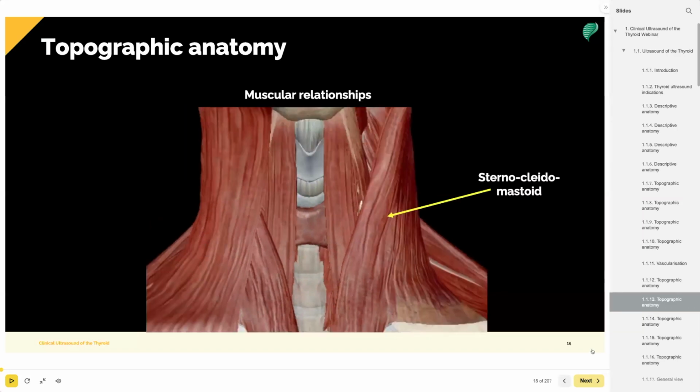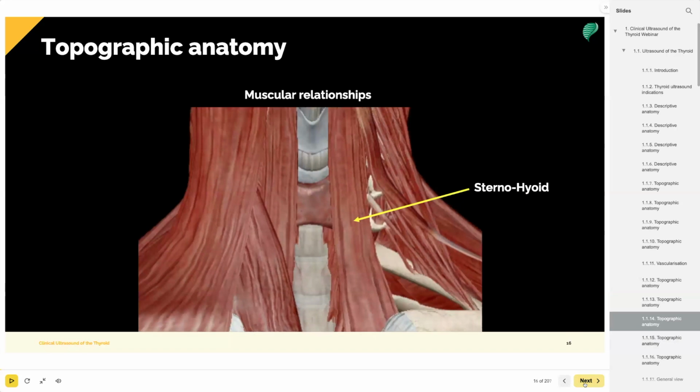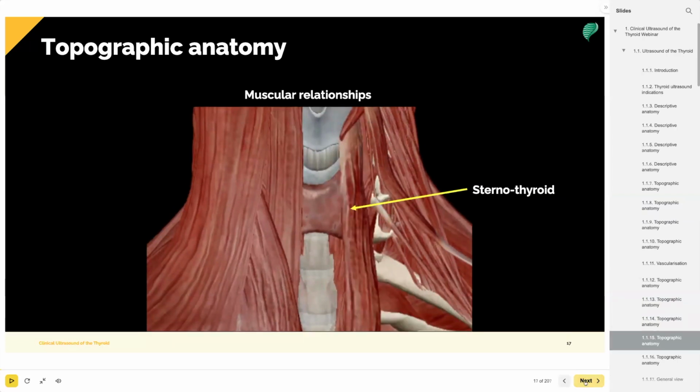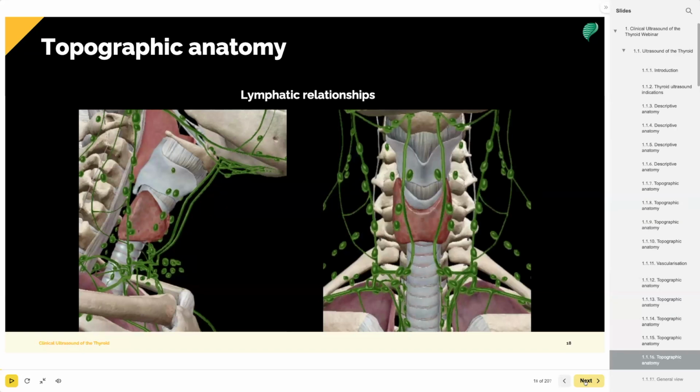This is here the sternocleidomastoid muscle. The sternohyoid muscle also is close by. They are shown in the image laying right here. The thyroid is right underneath. There are also lymph chains that are located close by. They are shown here in green.